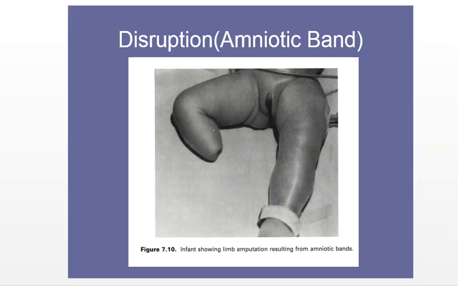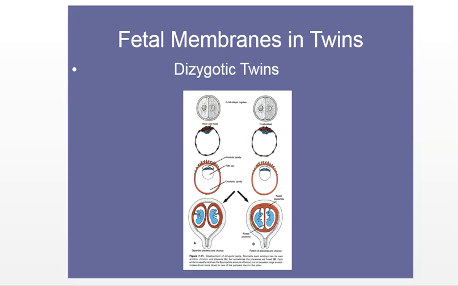And the final point that I want to talk about is the placenta and fetal membranes in twins. The frequency of multiple gestations, for example twins and triplets, has increased substantially in recent years and now accounts for over 3% of all live births in the United States. We have two kinds of twins that I want to talk about. One of them is dizygotic.